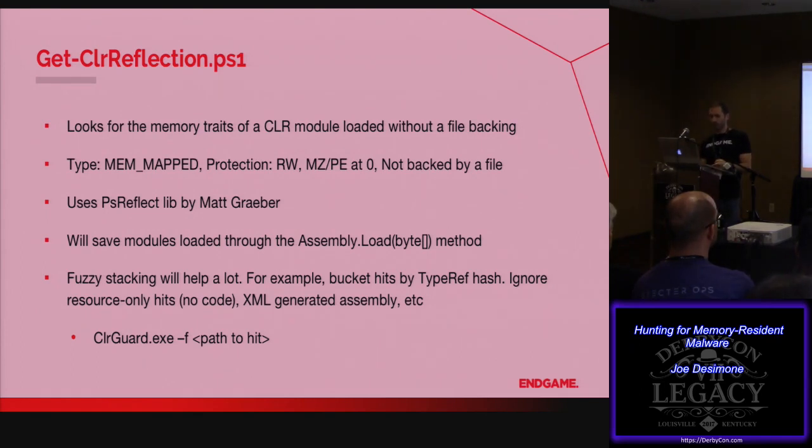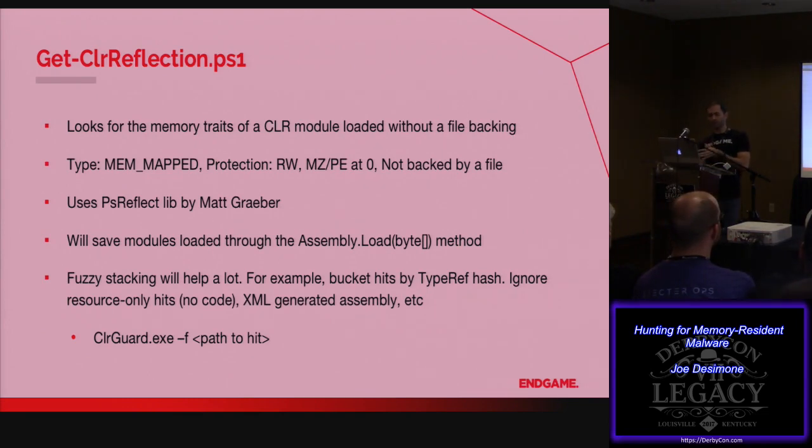What I came up with was this notion of a type ref hash. Everyone's heard of import hashing, where you hash all the APIs for a standard function. Well, you can sort of do that with .NET. You just parse the type refs, which is basically what functions it's importing, and hash those. And then you can bucket your things into that.